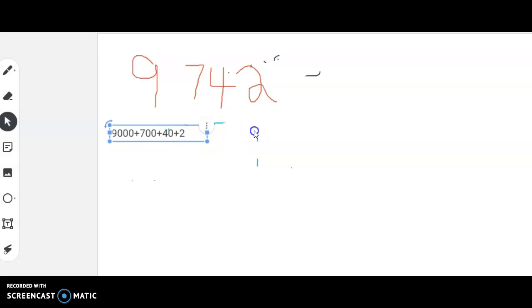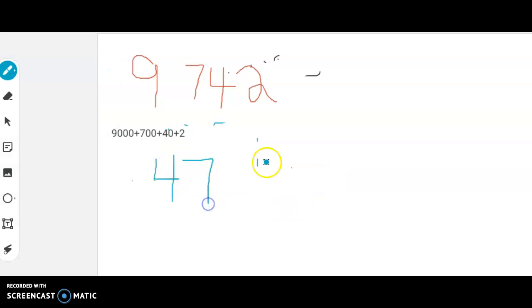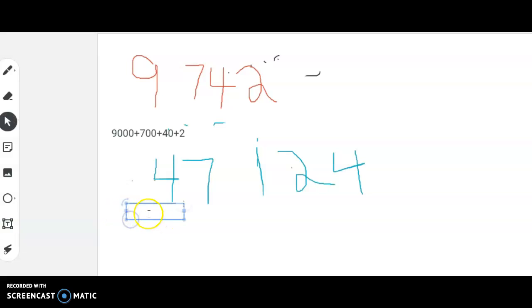So when we talk about 10,000s, we take that one step further. So let's say we have 47,124. We write that out in expanded form. We are going to get 40,000 plus 7,000 plus 100 plus 20 plus 4.